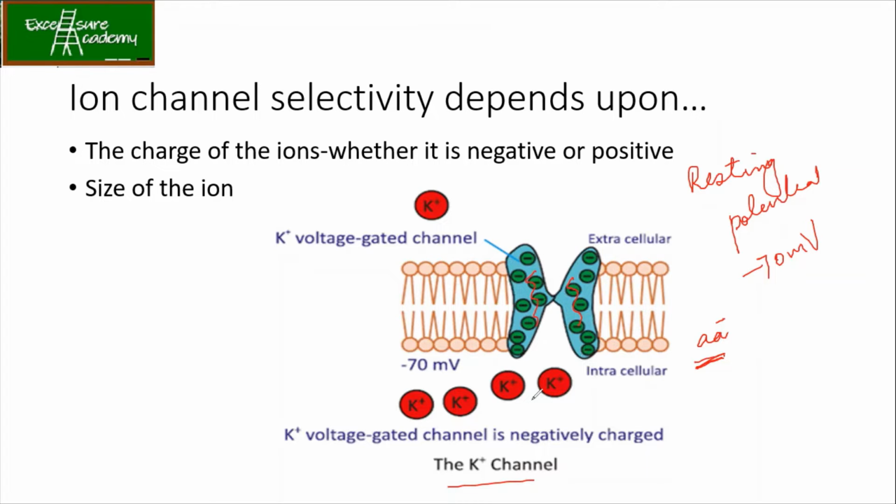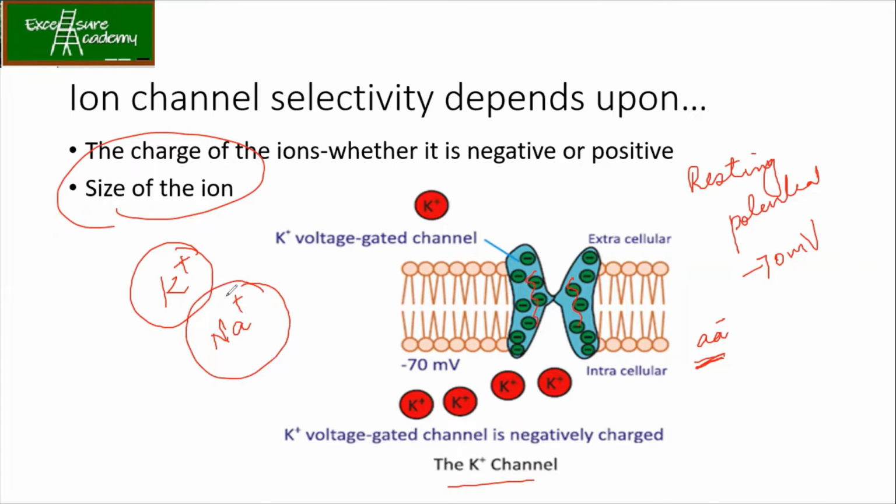Okay? Now, what is another thing to pay attention to here? The size of the ion. So now you tell me, is the size of the K plus ion bigger or the size of the Na plus ion bigger? Which one is bigger in size, K plus ion or Na plus ion? For this you should know the atomic number. So what is the answer? Akshaya?